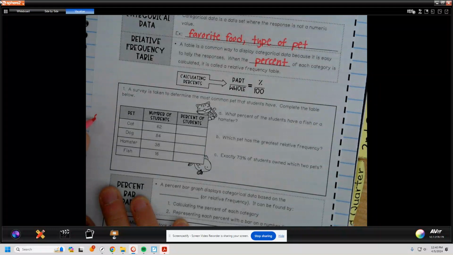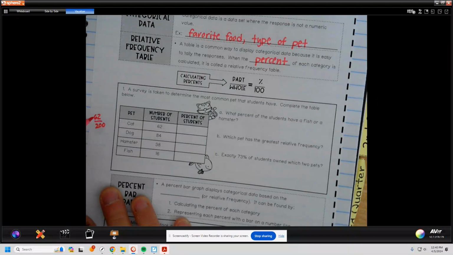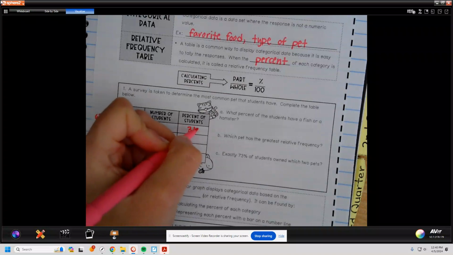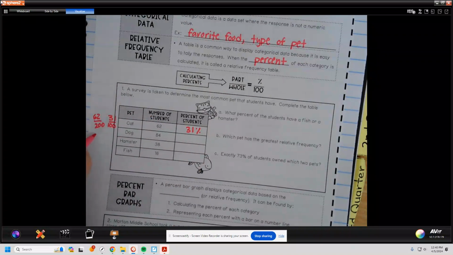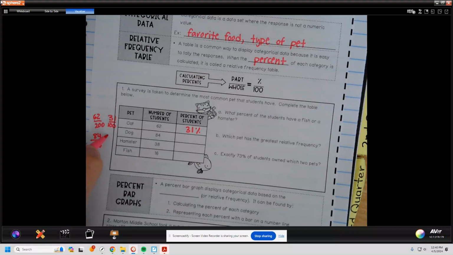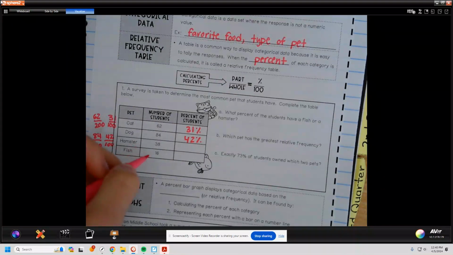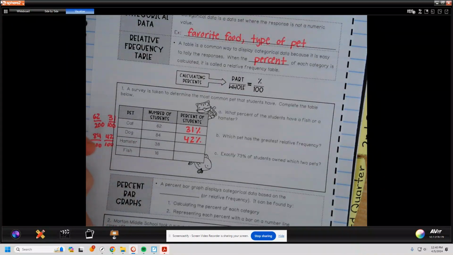So that means 62 out of 200 people have a cat. If you're trying to make that out of 100, just cut it in half. So that would be 31 out of 100, 31%. Same thing with dogs. We got 84 out of 200. Cut it in half. That would be 42 out of 100. So then you can see the pattern. We're just going to cut the next one in half.